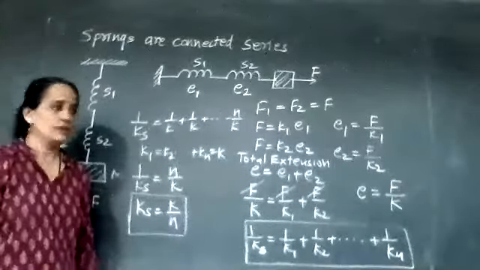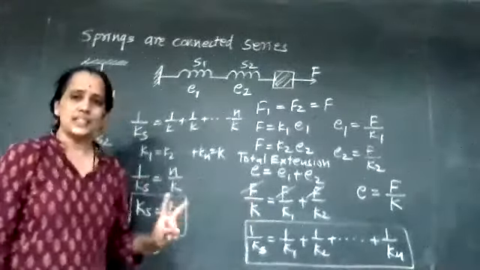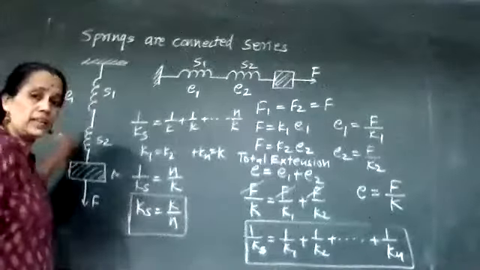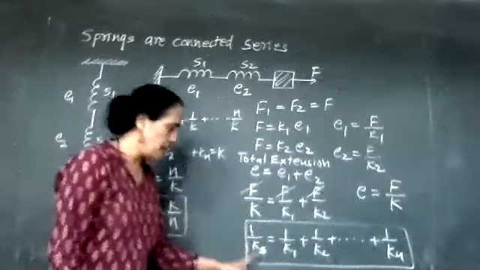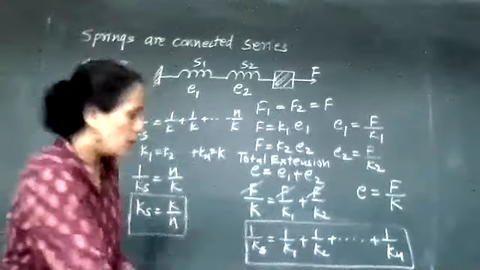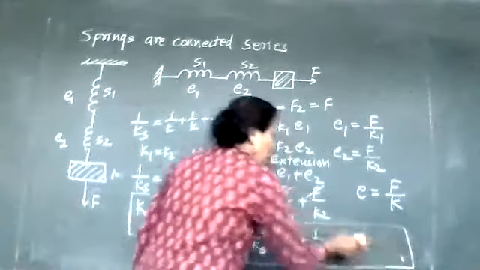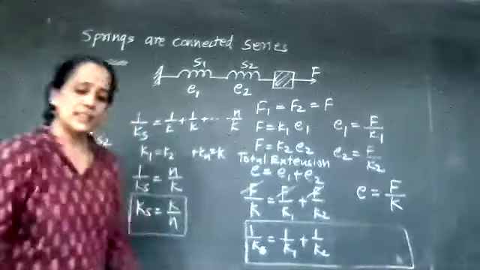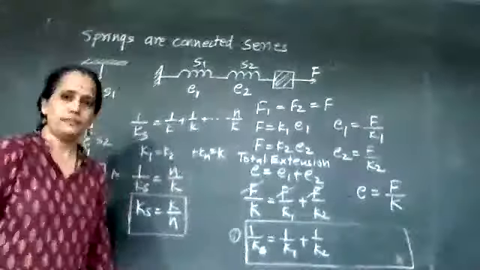Is it right? Okay. See here. Again I'll repeat. Initially what I have considered, only two springs are in series. So when two springs are in series, I am getting 1 upon Ks is equal to 1 upon K1 plus 1 upon K2. This is my first formula for only two springs.